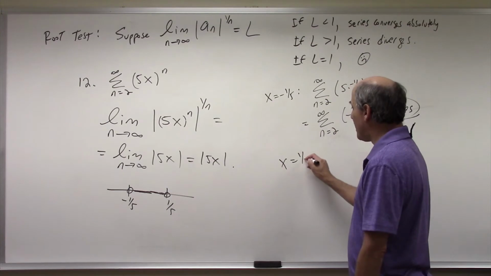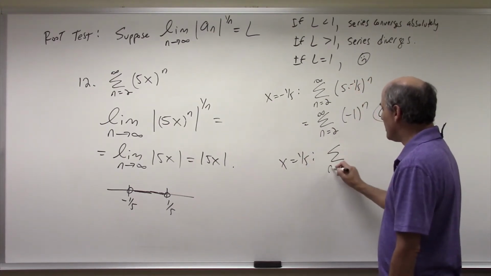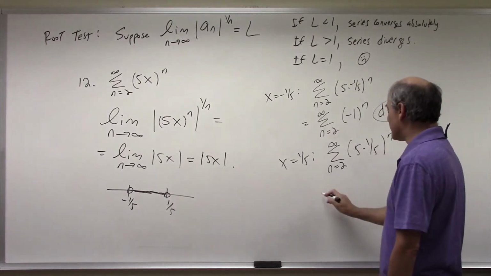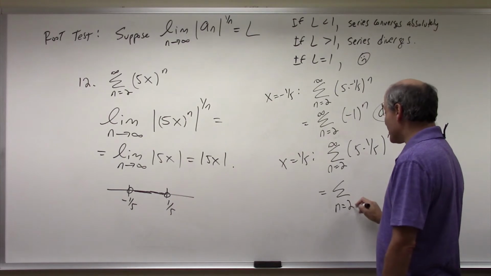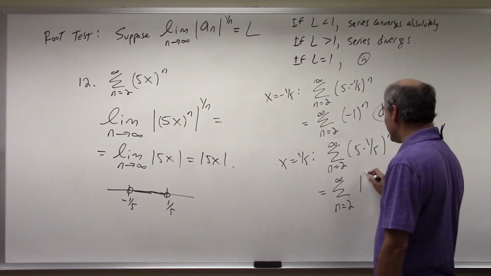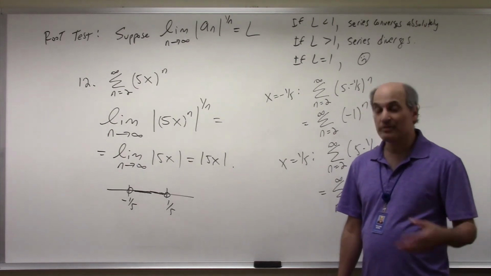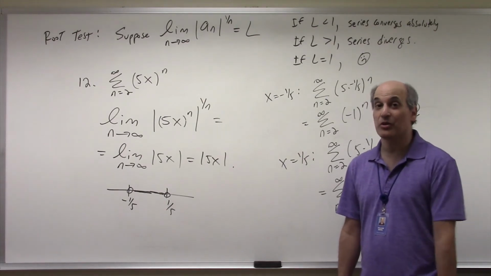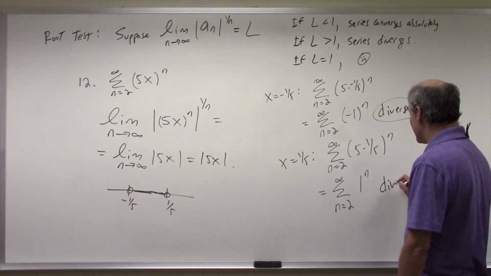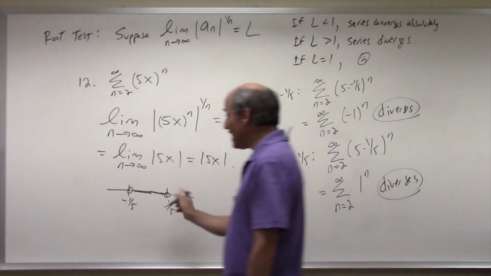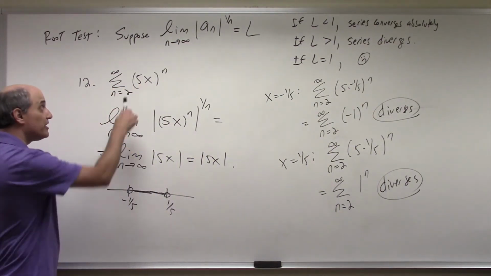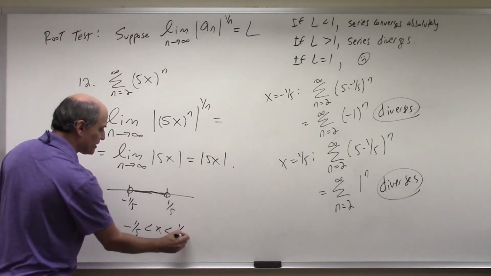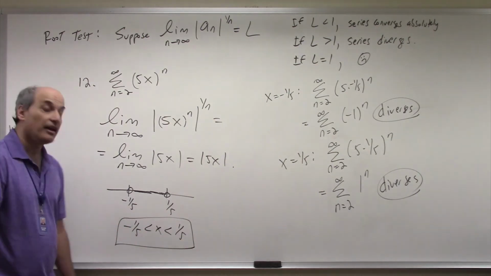If x is positive 1/5, we get the sum from n equals 2 to infinity of 5 times positive 1/5 to the n power. And once again, just like the previous problem, that's just 1 to the n power, which is 1 plus 1 plus 1 plus 1 plus 1, which also marches off to infinity, admittedly very slowly, but it still diverges. So, again, in this case, neither endpoint works. So this particular series converges as long as x is strictly between negative 1/5 and positive 1/5.